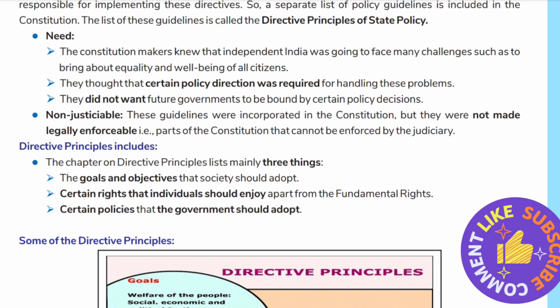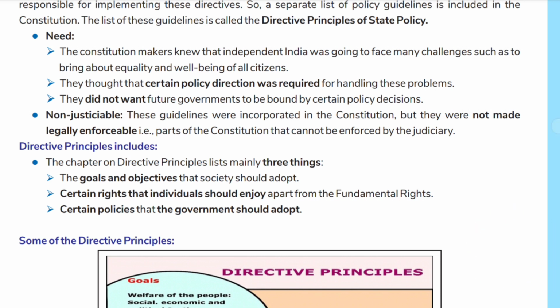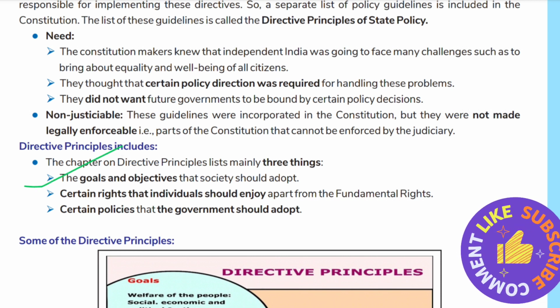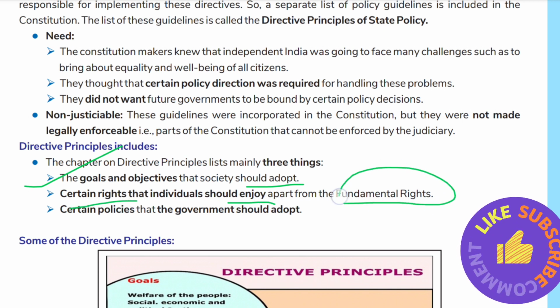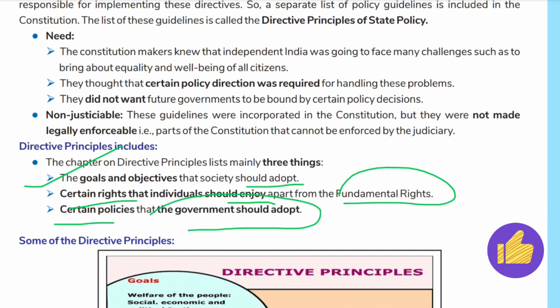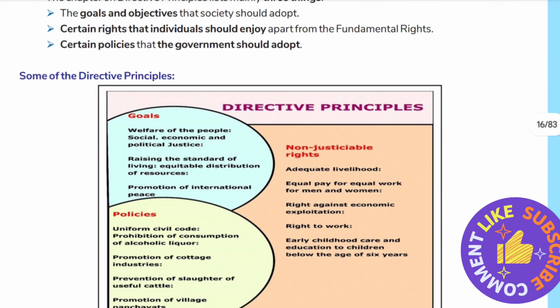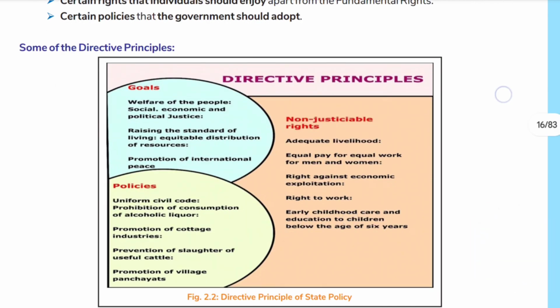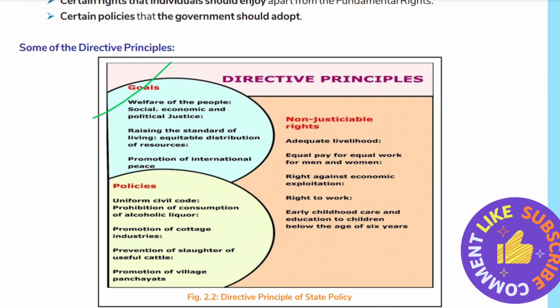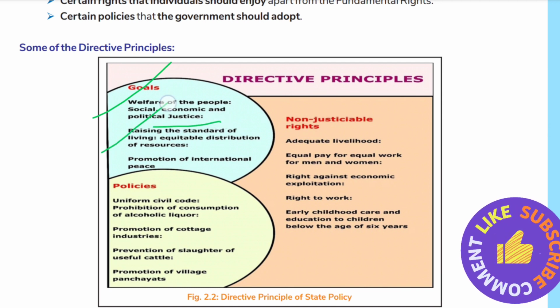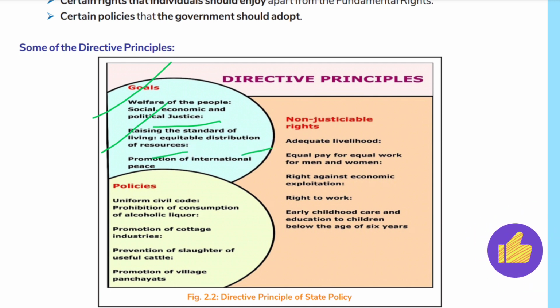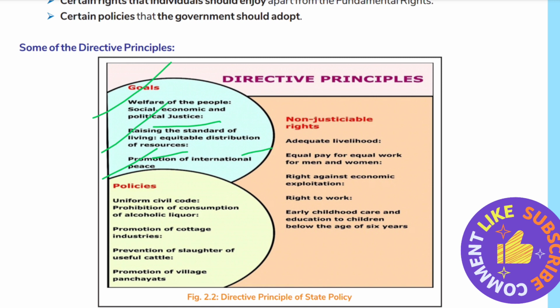The chapter on directive principles lists mainly three things. Firstly, the goals and objectives that society should adopt, certain rights that individuals should enjoy apart from the fundamental rights, and certain policies that governments should adopt. Some examples, first on goals: welfare of the people, social, economic and political justice, raising the standard of living, equitable distribution of resources, and promotion of international peace.